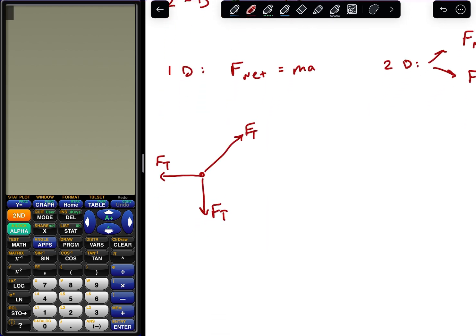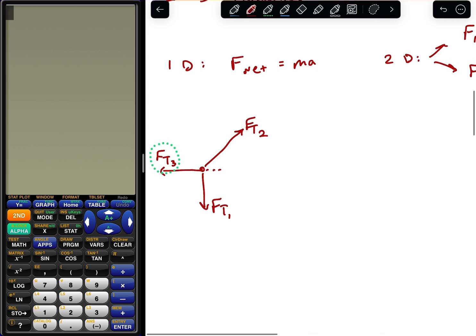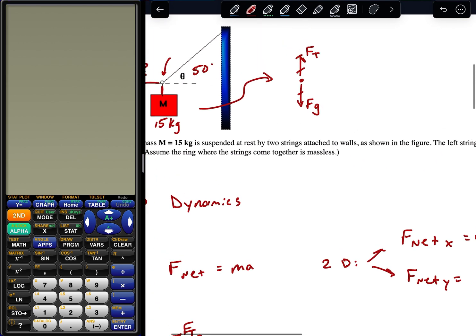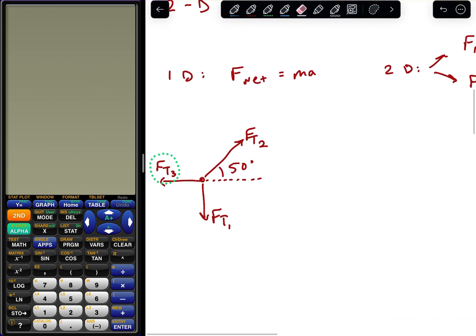And since we have 3 different forces of tension, let's call them force of tension 1, force of tension 2, and force of tension 3. Force of tension 3 is what we want, by the way. And let's draw out our 50 degrees right there. And let's also make one last change. Since the hanging mass has the force of tension upward and the force of gravity downward, and those are balanced because the object is not accelerating up, nor is it accelerating down, I'm going to replace this force of tension 1 with mg. That is the mass of the block times the acceleration due to gravity. That's going to help us out.